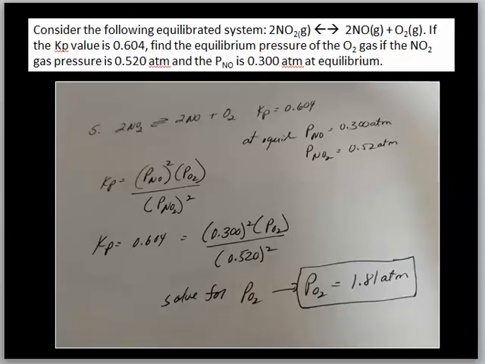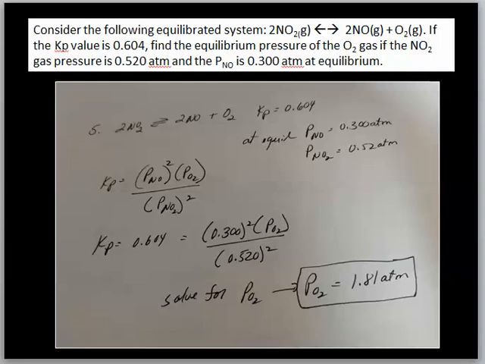The next equation has an equilibrium between three gases, NO2, NO, and O2. So write your equation out. At this point, they've given you again a Kp. All of your values are in pressure. So notice I've used parentheses instead of brackets. Write the expression.